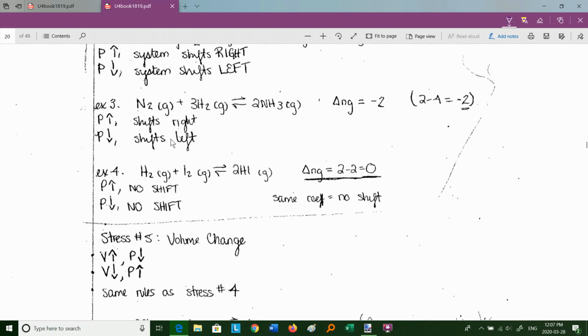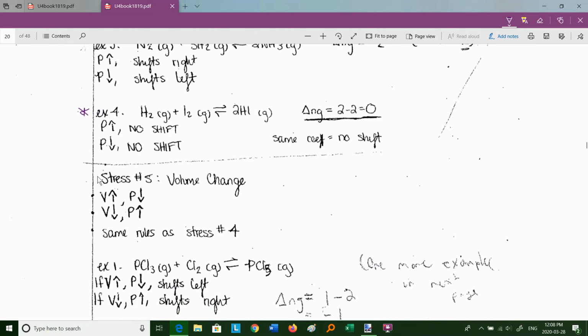Now example 4 is an interesting one because there is no shift whether I increase or decrease the pressure. I got 2 gas mole coefficients on the left, right, the sum is 2, and on the right the sum is 2 as well. So hydrogen plus iodine gives me 2 moles of hydrogen iodide. Whether I increase the pressure or decrease, I am not going to shift the position of equilibrium.